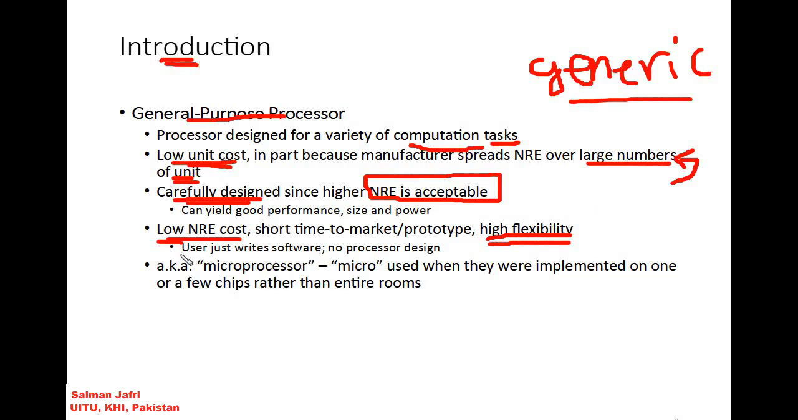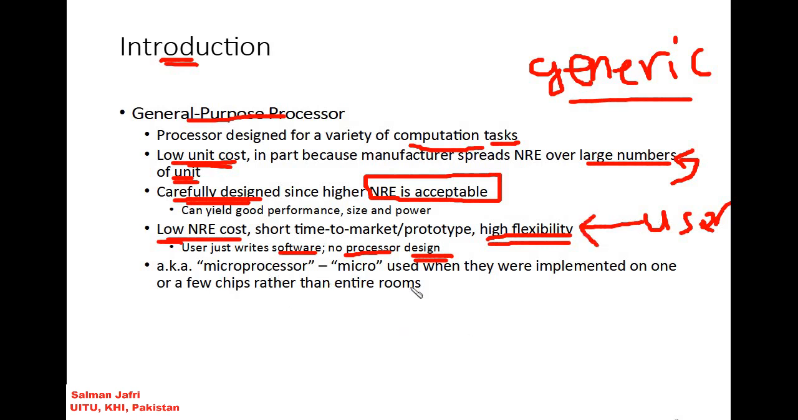So what does the user do? The user just writes software. The user is not concerned about any processor design. So that is the reason why the NRE cost is low from the point of view of the user. So this point is related more to the user.